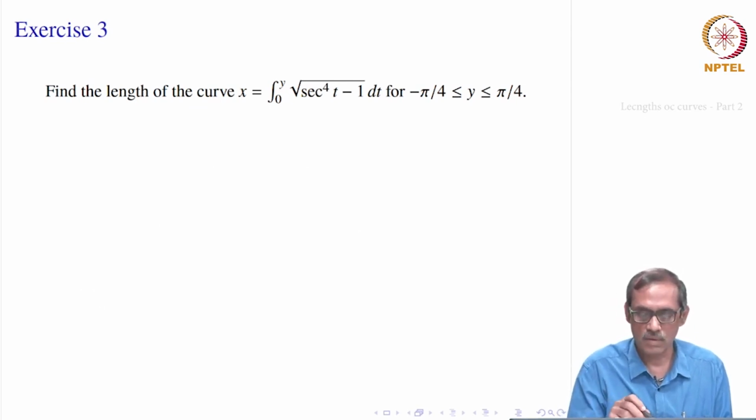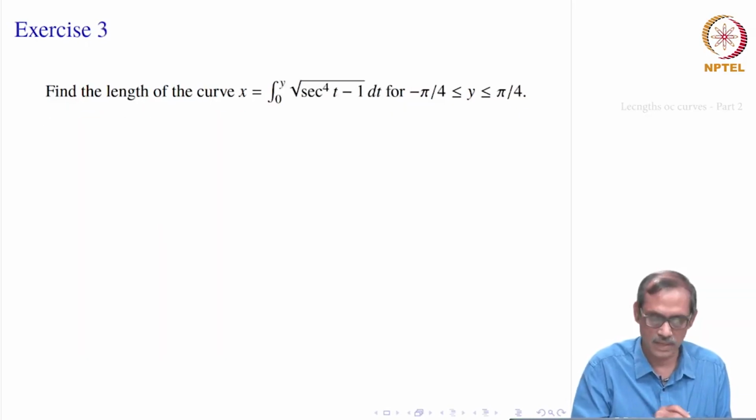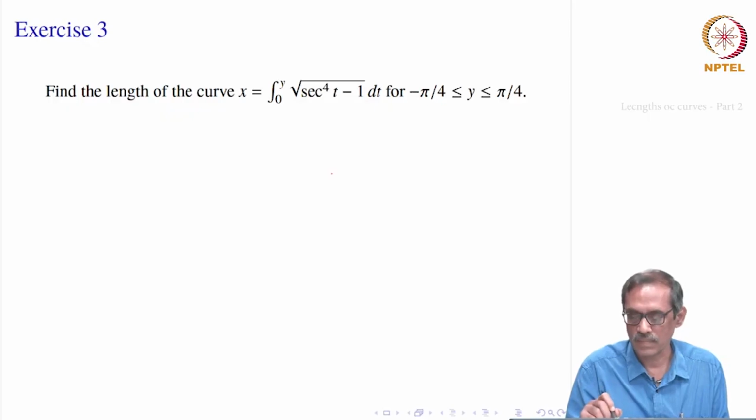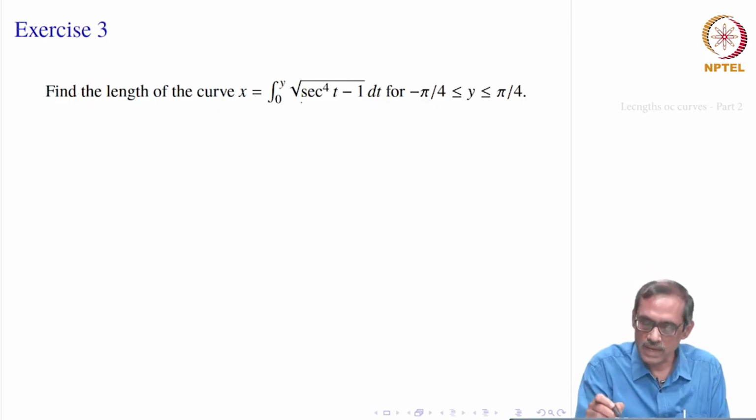Here we want to find the length of the curve x equal to, again x is given as a function of y, integral 0 to y square root of sec 4th t minus 1 dt, where y varies from minus pi by 4 to pi by 4. So, you may be thinking that it is given in the integral, do we need to compute this integral, but you do not know how to compute this integral. It is sec 4th t minus 1 into tan squared t, that will be a bit complicated.